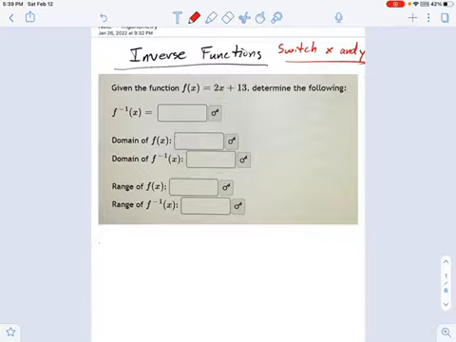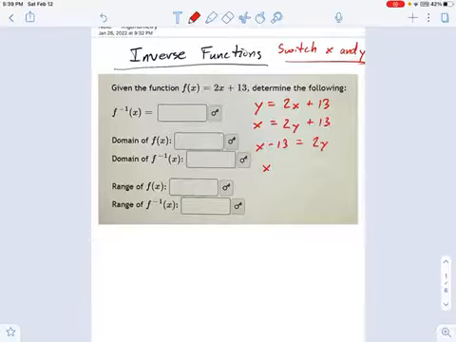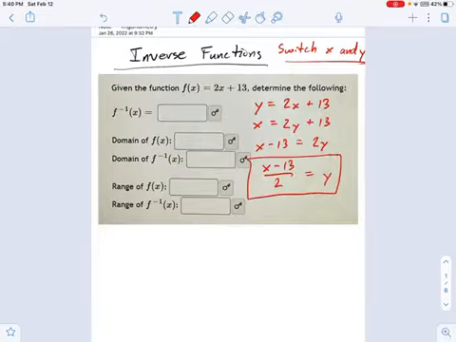We'll start with that. I'm going to write that equation as y equals 2x plus 13. I always pick y for f of x because that makes switching x and y very simple. I just switch them. So we get x equals 2y plus 13. And now I solve for y. I try to get y by itself. So that means x minus 13 equals 2y. And that means (x minus 13) over 2 equals y. Okay, see this right here? That is the inverse that we just found for f.